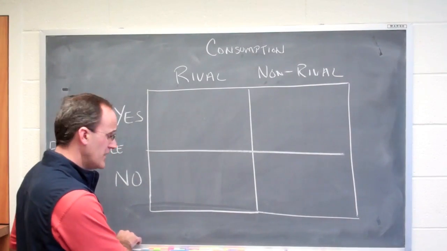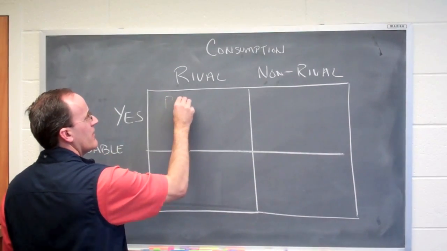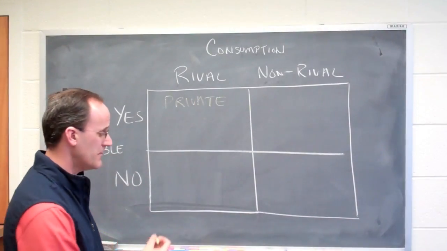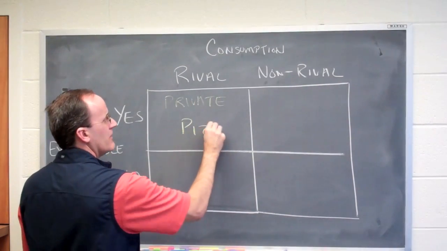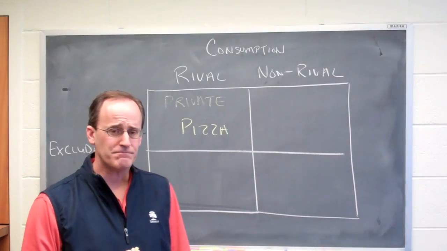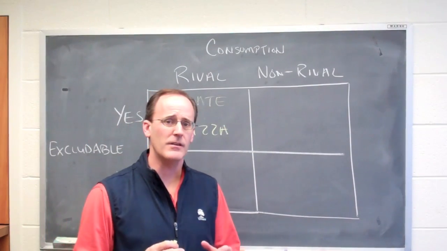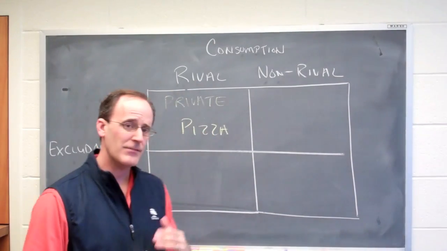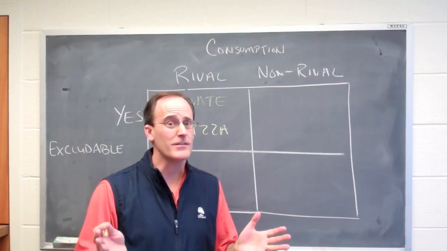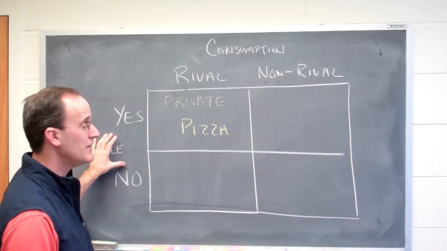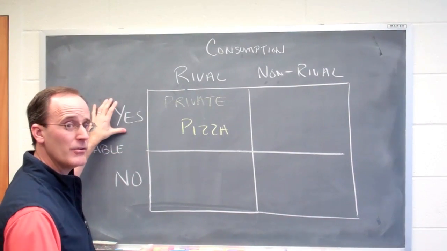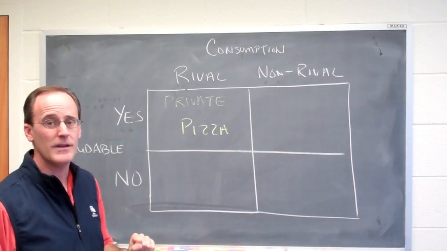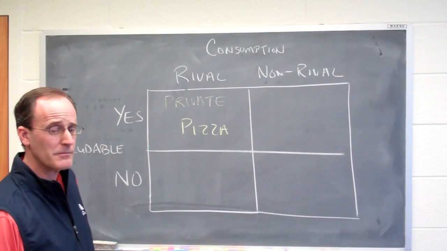Let's start with the simplest example, where we think about a private good that the marketplace is good at producing. Here you might want to think about something like pizza. Pizza is a good that the market can easily produce because the consumption of the good is rival. If I'm consuming a slice of pizza, you're not consuming it. And at the same time, it's easy for a merchant to sell you a slice of pizza, charge a price, and if you don't pay the price, well, then you don't get the pizza. This would be our first example right here.